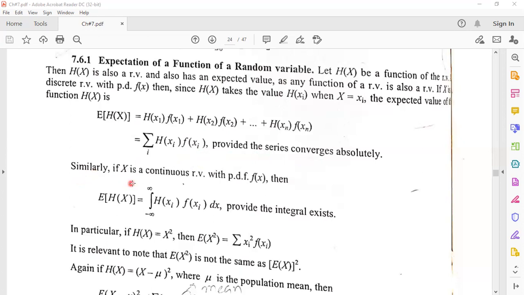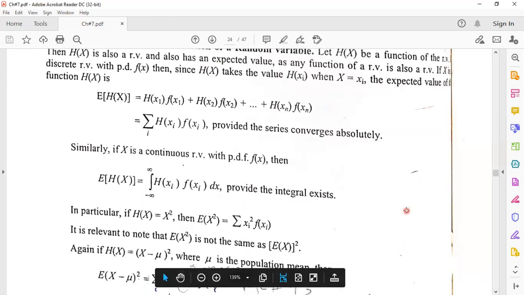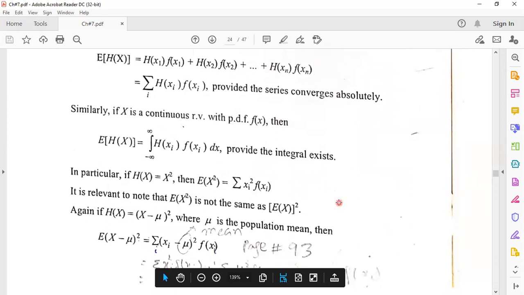Similarly, if X is a continuous random variable with probability density function f of x, then this formula will change in the form: expected value of h of X equal integral from minus infinity to infinity h of x f of x dx, provided the integral exists. दोनों फार्मूले हमने देख लिए. अब एक पार्टिकुलर केस चेक करते हैं.